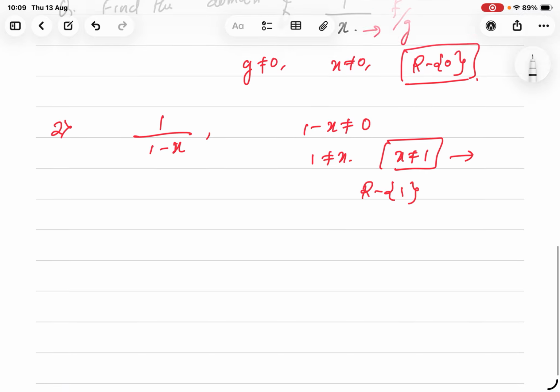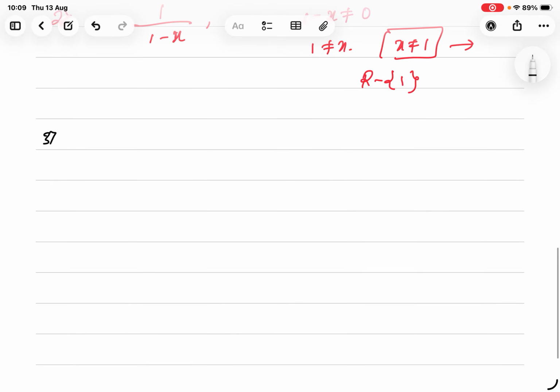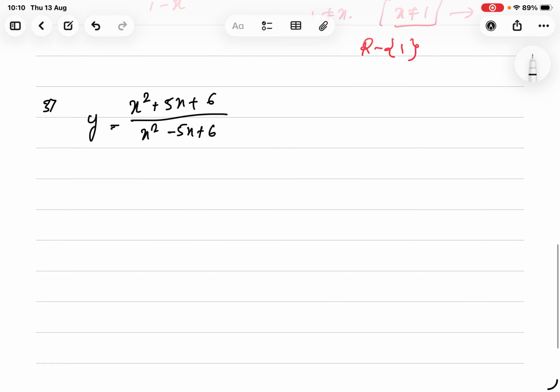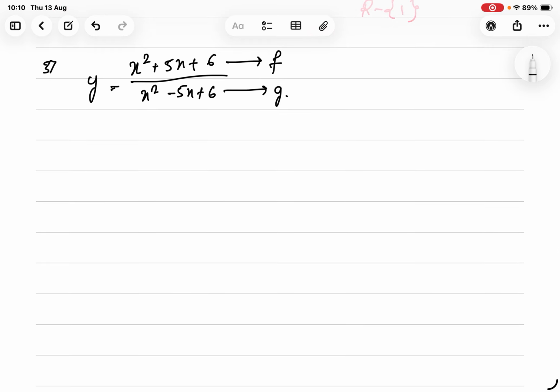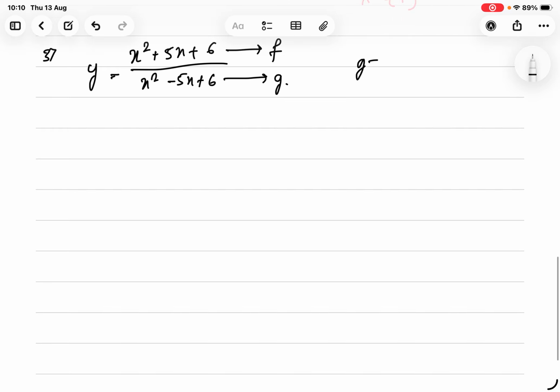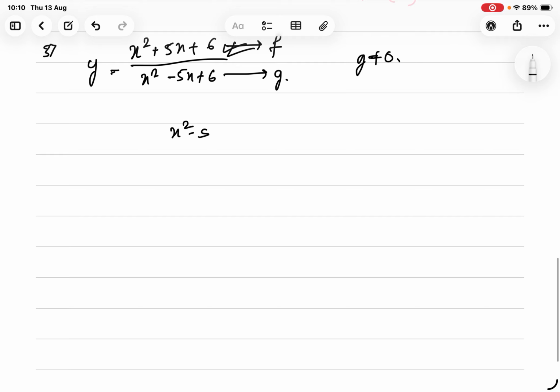That is your function. And again, if I take some other function like this, x square minus 5x plus 6 divided by x square minus 5x plus 6, or whatever the value is there. This is the one function. Find the domain of this one. This one is f and this one is g. Then for f by g, g is not equal to 0. Don't worry about the numerator. And x square minus 5x plus 6 is not equal to 0.